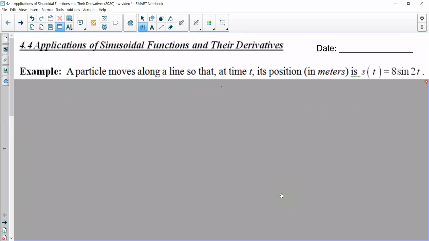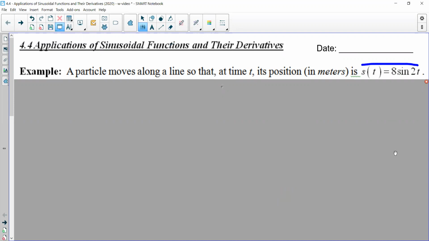Okay, hello everyone. Today we're going to finish up chapter 4 in the calculus McGraw-Hill textbook, looking at applications of sinusoidal functions and their derivatives. So one of the classic examples that you might have seen already is a particle moving along a straight line. And why is that sinusoidal? Well, let's take a look. So the function is given here.